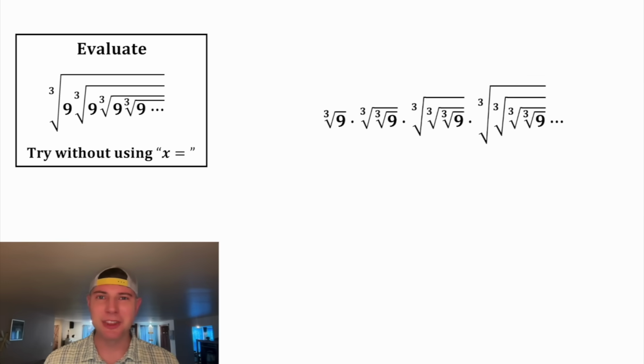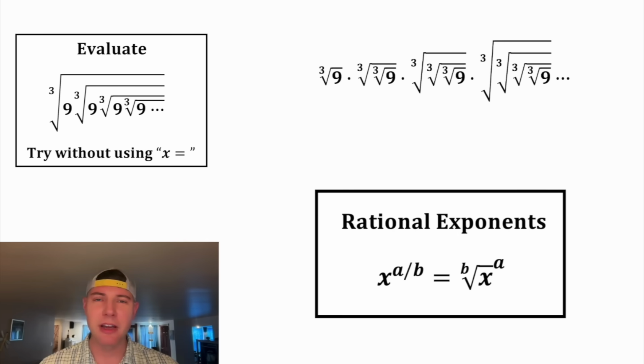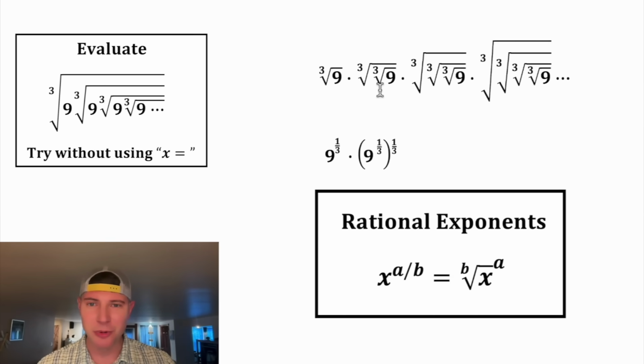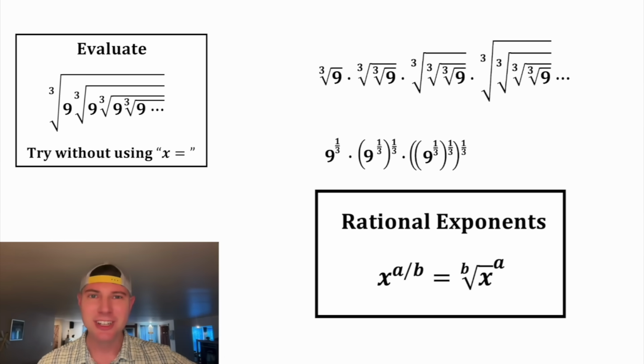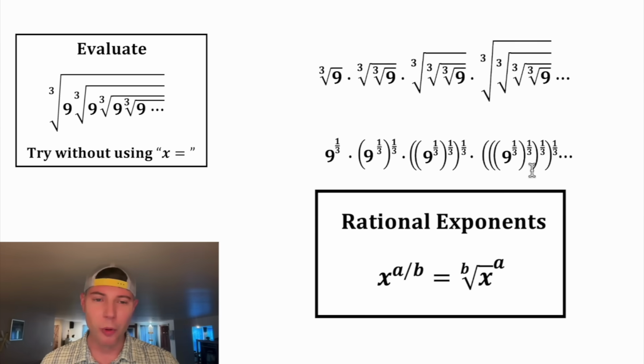And now we can play around with this. Anytime you have x to the power of a over b, that's equal to the bth root of x to the a. So the cube root of 9 can be rewritten as 9 to the 1/3 power. This 3 is the same thing as this 3 here. And then we can do the same thing for this one. It's going to be 9 to the 1/3, which is the inner cube root, and that's going to be to the power of 1/3. And we have the same thing for this one. It's going to be 9 to the 1/3 to the 1/3 to the 1/3. And the last one is going to have 4 of these 1/3, and this pattern is going to continue forever.